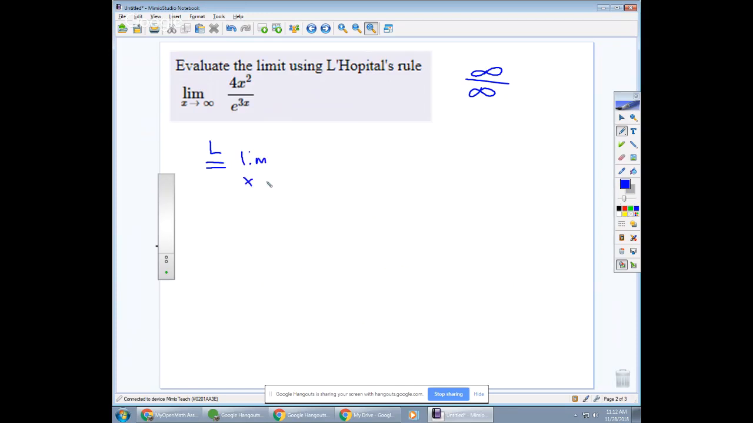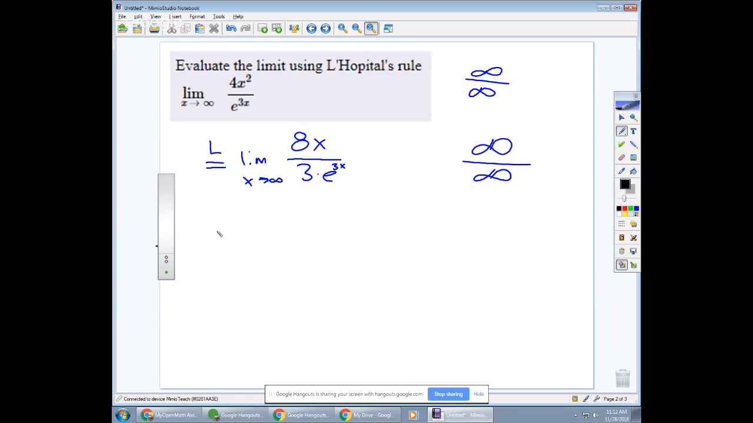So we're going to get the limit as x grows without bound of, what are the derivatives here? 8x over 3e to the 3x. And then if we plug in infinity again, we get infinity over infinity again. So we can use L'Hopital's rule again. So let's do it.